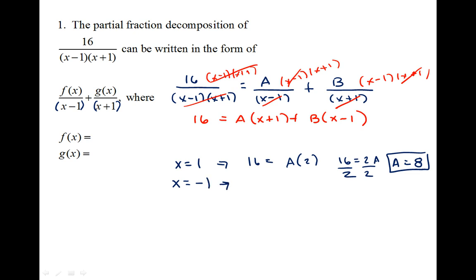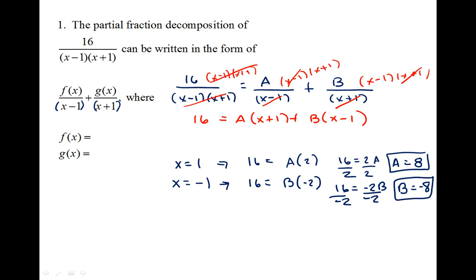If x equals negative 1, we would get 16 equals, well, negative 1 plus 1 is 0, so 0 times a is 0, but negative 1 minus 1 is negative 2. That would be b times negative 2. So 16 would equal negative 2b. Dividing both sides by negative 2, b would equal negative 8.